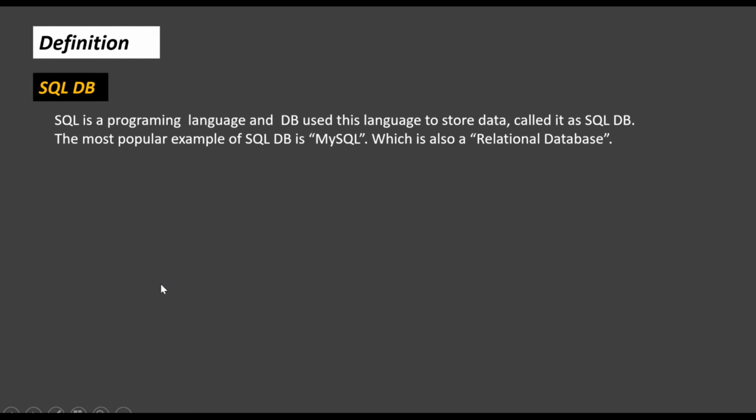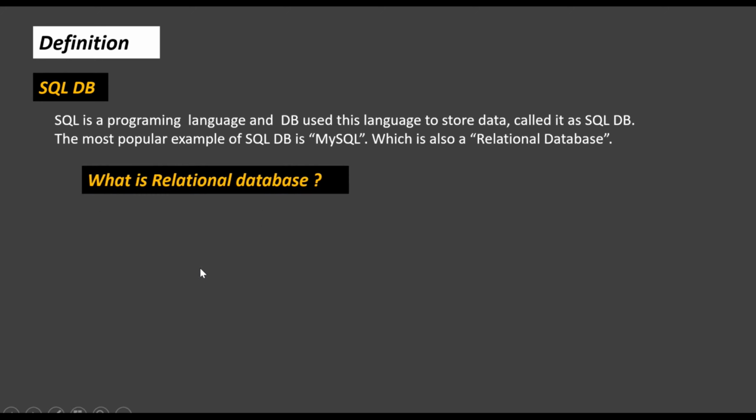Now let's understand from the definitions point of view, what is the meaning of SQL DB? Guys, when I say SQL DB, SQL is basically a programming language, and the DB uses this language to store data, so we call it a SQL DB. The most popular example of a SQL DB is MySQL, which is very common, and we have all been using this database for a long time. So it is very famous among us, and it is also known as a relational database.